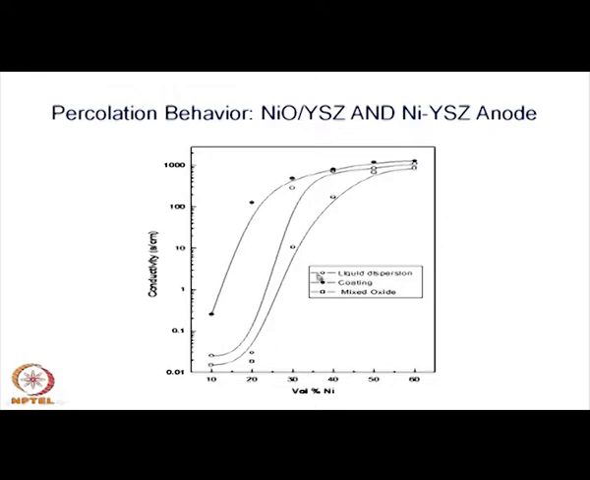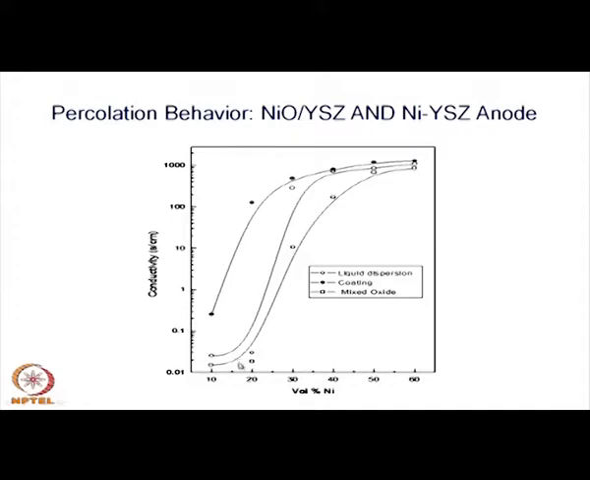Then we have a liquid dispersion technique. Instead of a solid state dispersion, one uses a liquid dispersion where the dispersion becomes better, so the distribution also becomes better. And the third one is in between, the electroless coating technique. What we have plotted here is the nickel volume percentage against the conductivity.